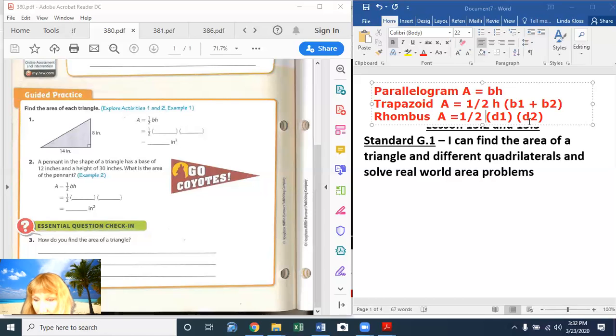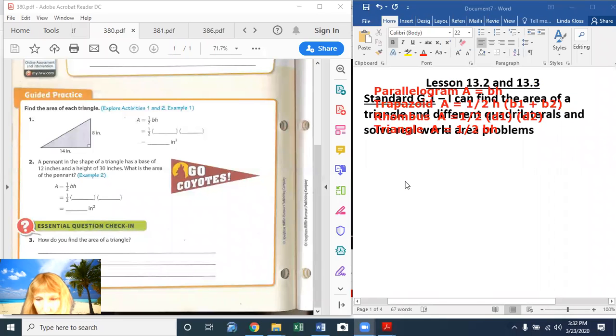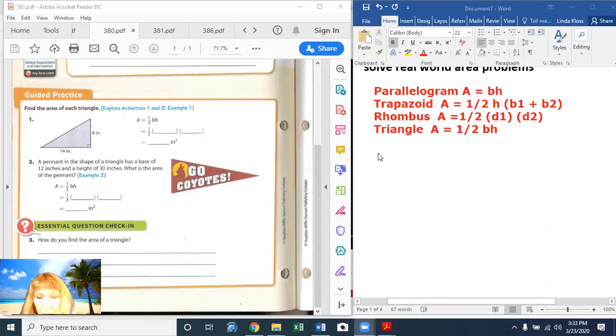So now we also know the area of a triangle. The area is equal to 1/2 base times height. I'm going to leave those there. I feel that those are going to be helpful as we go through, to try to remember what we're doing here. So let's get started.